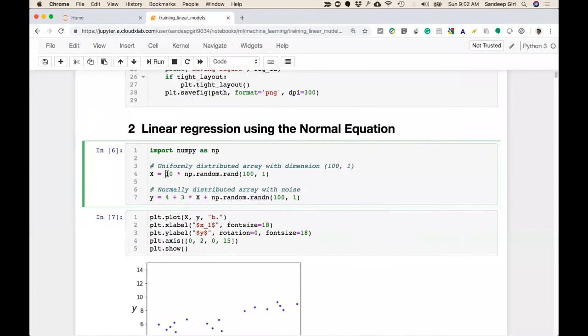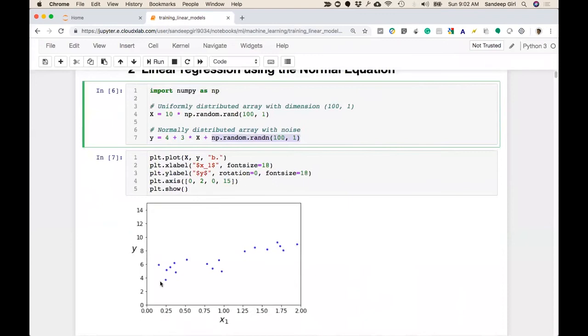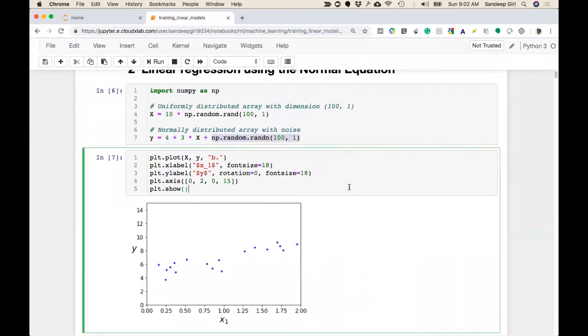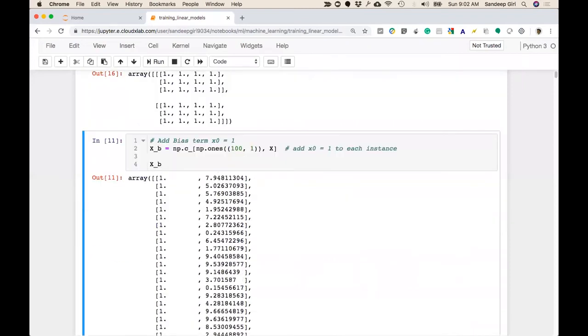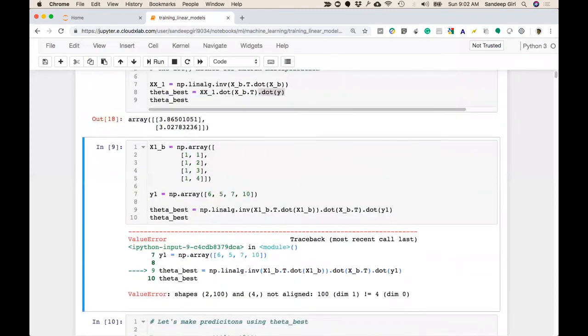So here imagine that we have some value of X, some value of Y, right? And for the Y value, while computing it, we have added some amount of noise. Because of which, instead of being a straight line 4 plus 3x, it is trying to approximate that straight line.